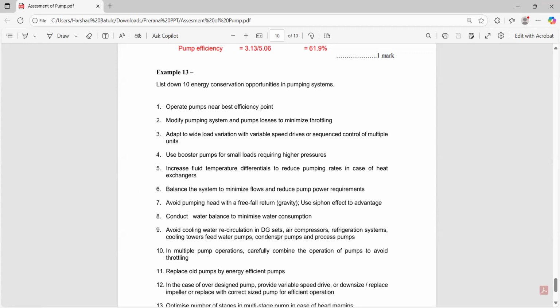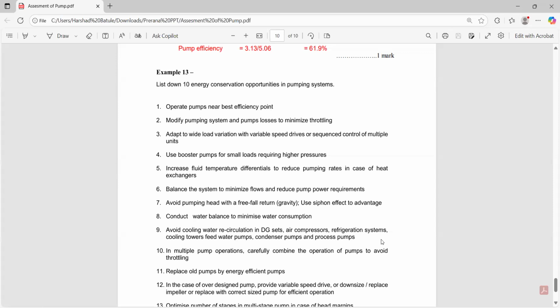Avoid cooling water recirculation in DG set, air compressor, and refrigerant systems. All this recirculation can be avoided if you have multiple chillers, say 1, 2, 3, 4 chillers, and your operational requirement is two chillers while two are standby. You can close down the valves of those particular chillers. You need not circulate the water through those chillers, so your pumping power can be significantly reduced.